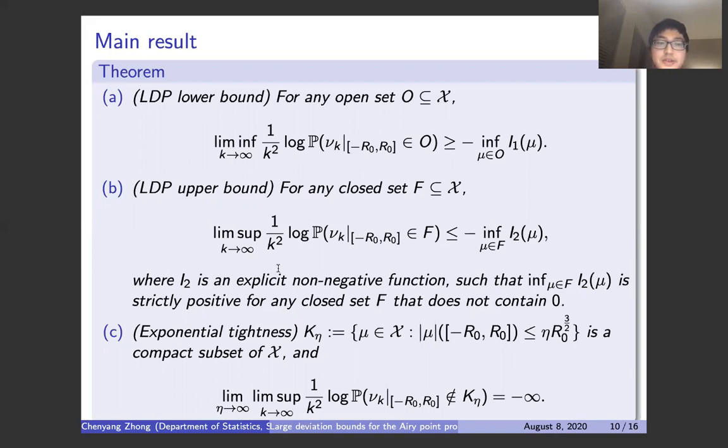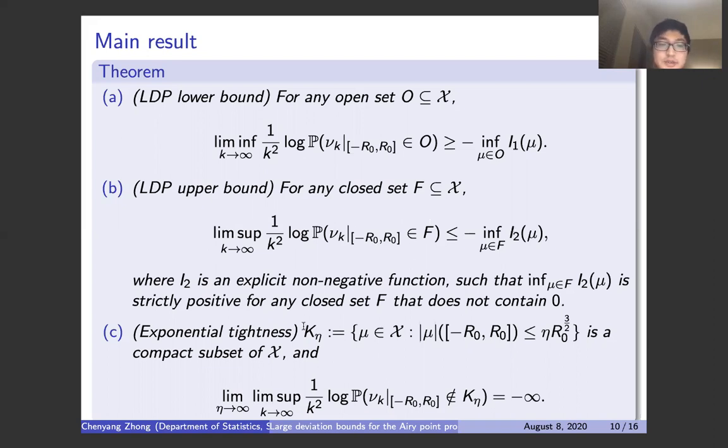Here, I2 has a nice property that it is explicit, non-negative, and also for any closed set F that does not contain the zero measure, the infimum of I2 of mu is strictly positive. So these facts clarify that the correct speed for this large deviation problem is k squared.